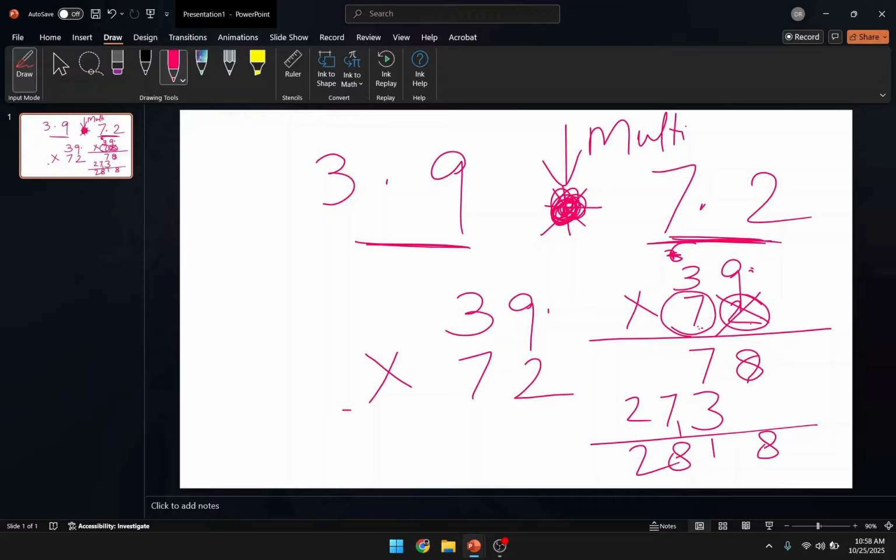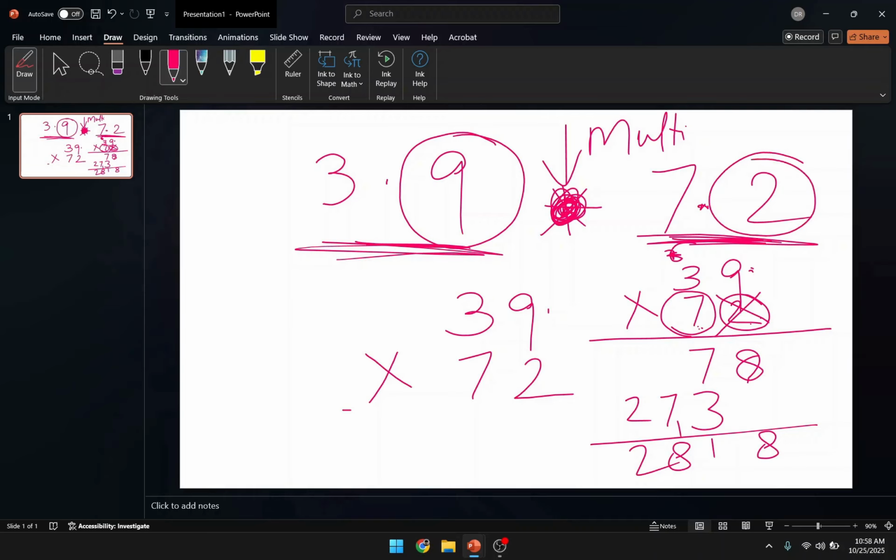Right. Now this is the answer I got, but is this the final answer? No. We should put the decimals. How to put the decimals? Look at this one here. After the decimal you have one digit. Look at this one. After the decimal you have one digit. Total you have 2 digits to take care of.